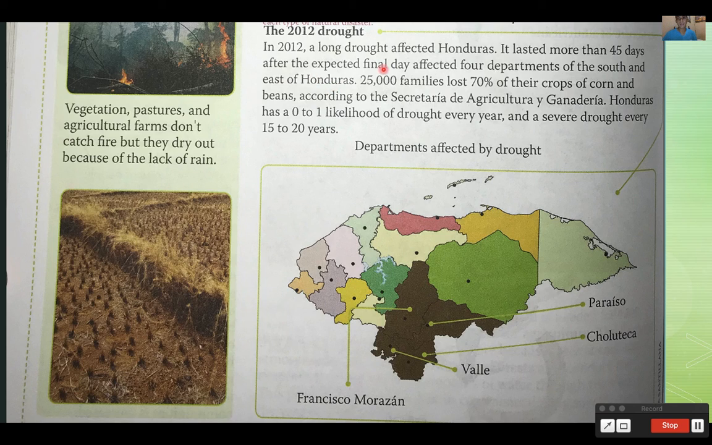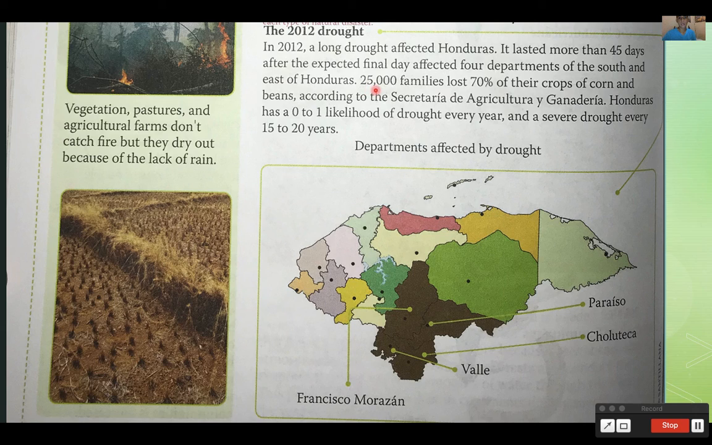Después de lo que ellos esperaban, ¿verdad? Que terminara. Afectó departamentos del sur y del este de Honduras, como por ejemplo El Paraíso, Choluteca, Valle y también Francisco Morazán, ¿verdad? Estos fueron uno de los departamentos más afectados. De por sí Choluteca es uno de los departamentos más calientes que hay aquí en Honduras, perdón, más caliente aún que San Pedro Sula. Pero imagínense ahora 45 días sin lluvia, una sequía terrible.